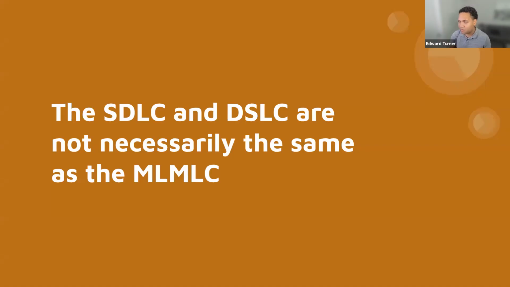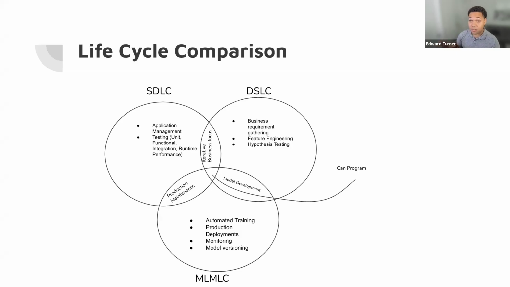Now, as I mentioned, not all of them are the same. There are differences. This is not an exhaustive list, but these are a lot of the main points that are different between each of these three. The software development life cycle, the SDLC, a lot of the time just revolves around application management and testing, which can involve unit testing, functional integration, and runtime performance. These are your main tests, and there are other tests involved too, but these are your main ones.